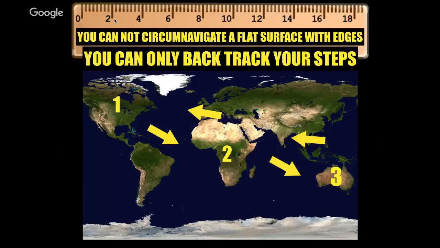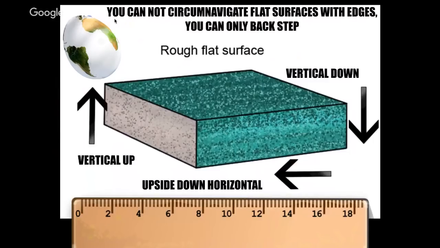If it was flat, had edges, had a dome, there's no way you could keep going. That one fact right there alone would destroy that. Okay? You cannot circumnavigate flat surfaces with edges. You can only backstep. So we understand that it can't be a square. We understand that it cannot be a box. We understand it cannot be a cube, because we've already proven that we can circumnavigate the earth, and the only thing you can circumnavigate is a globe.